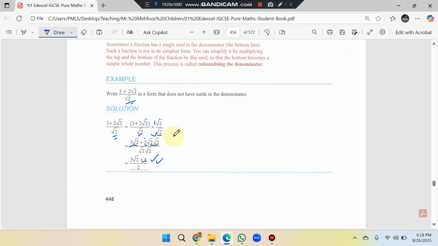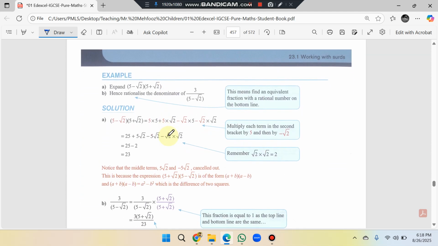Any problem in this example? No. Okay, good. Next one is the next example.